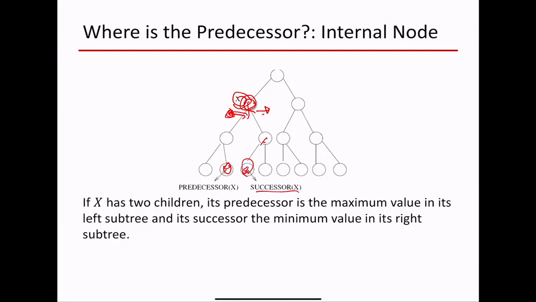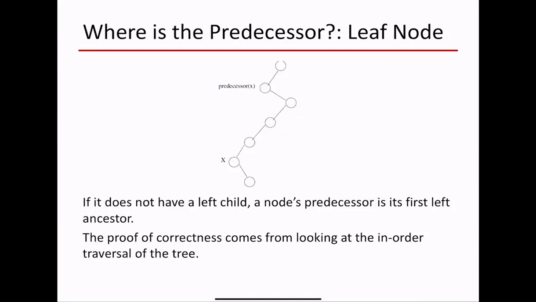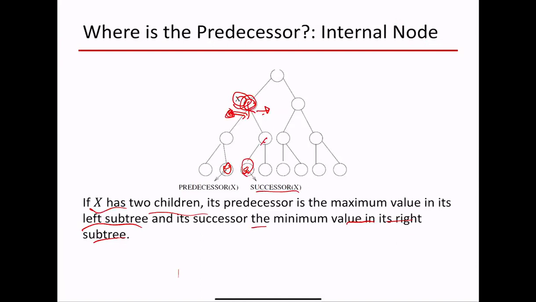Right. So if X has two children, the predecessor is the maximum value in its left subtree, and its successor is the minimum value in the right subtree. Okay, we understand this. And where is the predecessor in a leaf node? Where is X's predecessor? This is a different case from this one. So let me.